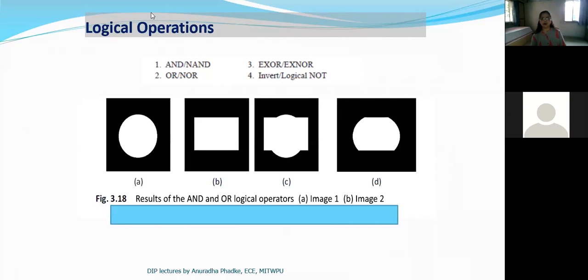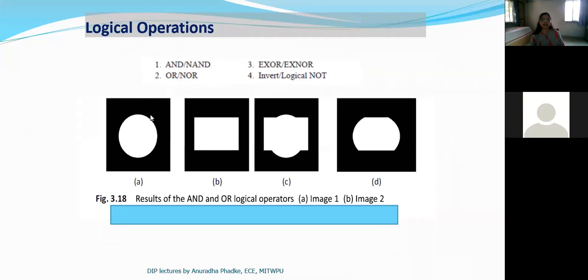Those are logical operations. As these are logical operations, we are going to consider binary images, which are represented by only two levels, 0 and 1. And of course, there is only one bit per pixel. So these are some logical operations that we can apply on the image: AND, OR, NAND or NOR. We can apply XOR or XNOR. We can also invert an image, or apply the logical NOT operation on the image. These operations are very similar to your basic logical operations.